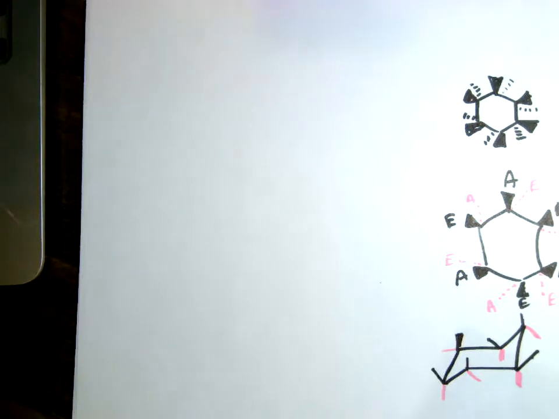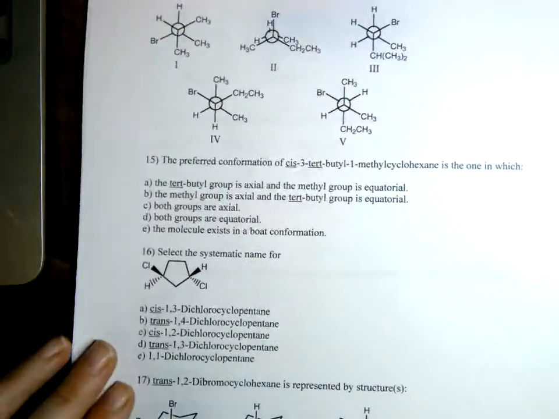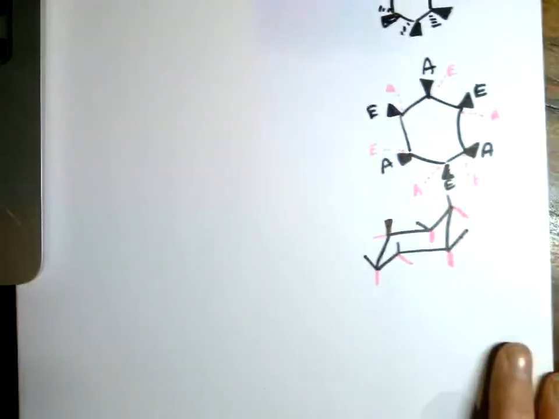So these are practice problems from chapter 4 in the Solomon's textbook. And the first question is, what is the preferred conformation? Oh, I didn't talk about that. So let me say this real quick.